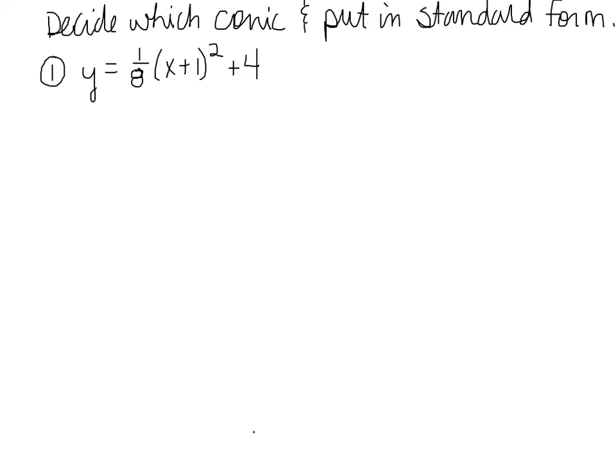Okay, so let's look at some practice equations, and what you're going to do on these is decide which conic it is, and then put it into standard form. So in the first one, we have y equals 1/8, parentheses, x plus 1 quantity squared plus 4. So hopefully you recognize that this is a parabola. Again, a flag that tells you that it is a parabola is when you have only one, either x or y, being squared. Now, hopefully you notice that this is in vertex form, but we're going to get it into standard form.